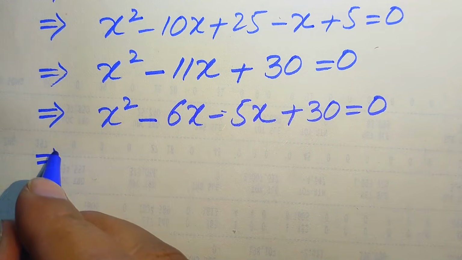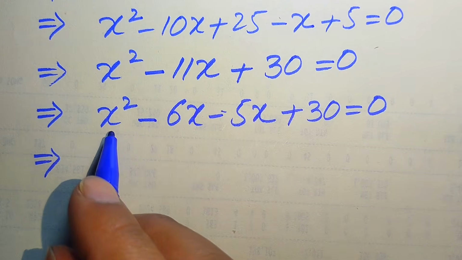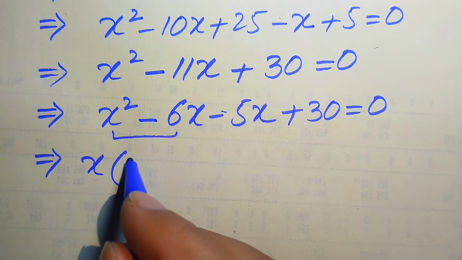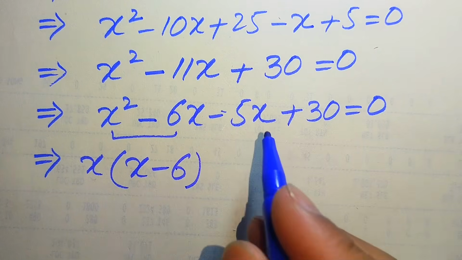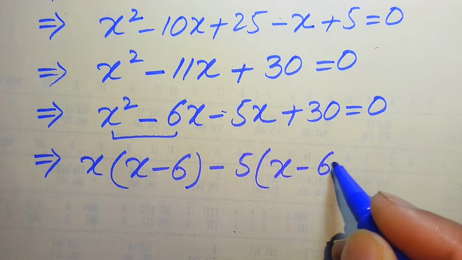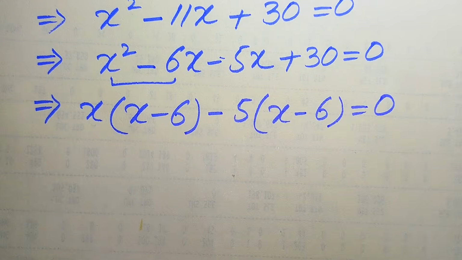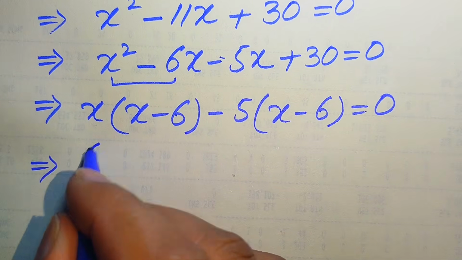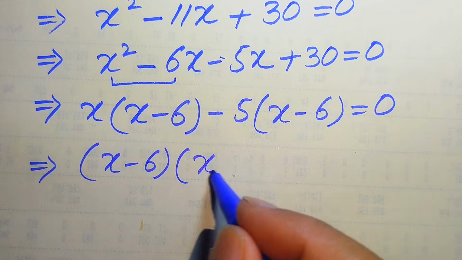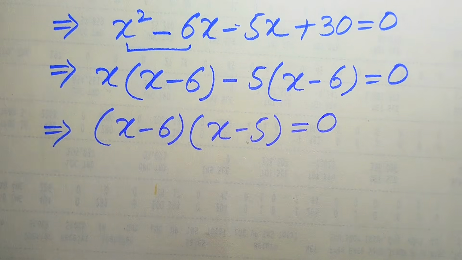And now in the next step we need more simplifications. Here you see that we have x as a common term in the first two terms, so when we take x common we get the remaining factor x minus 6, and from the other two terms we take common minus 5, and we get the remaining factor x minus 6, and this whole equation is equal to 0. In the next step we take common x minus 6, and we get the remaining factor x minus 5, and this whole equation is equal to 0.